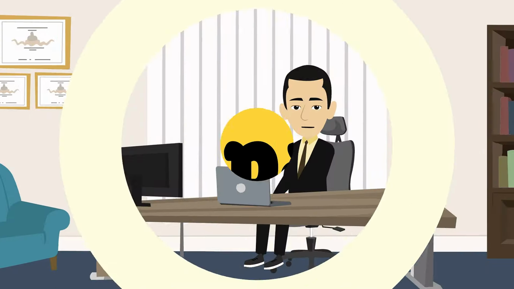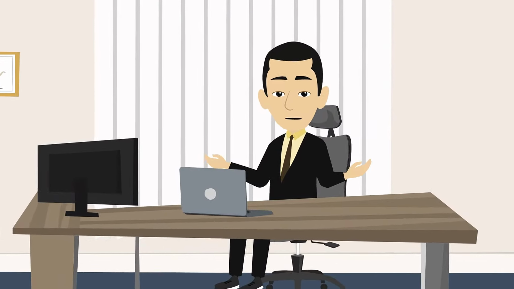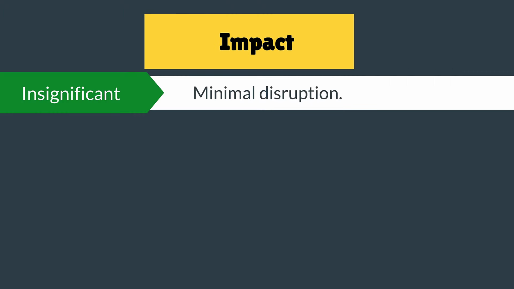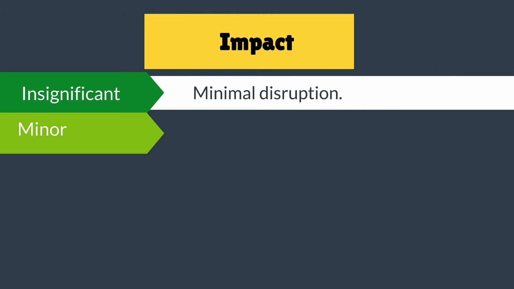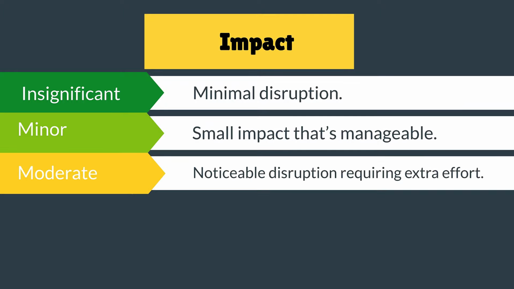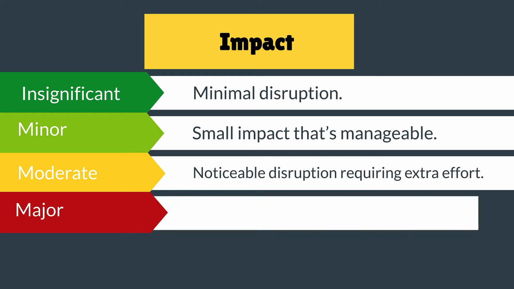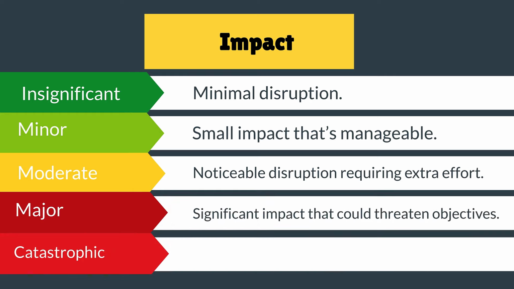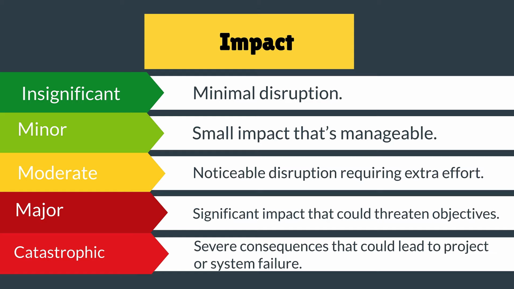Impact. This measures how damaging the risk would be. Categories typically include insignificant, minimal disruption; minor, small impact that's manageable; moderate, noticeable disruption requiring extra effort; major, significant impact that could threaten objectives; catastrophic, severe consequences that could lead to project or system failure.